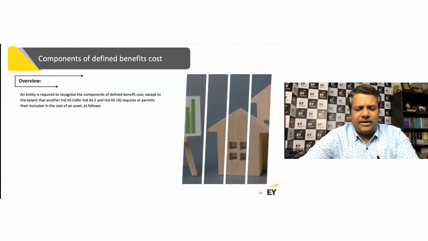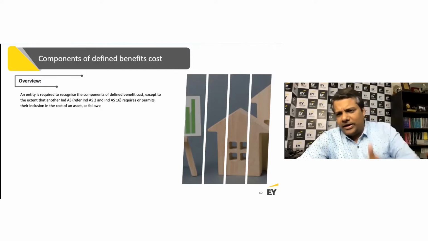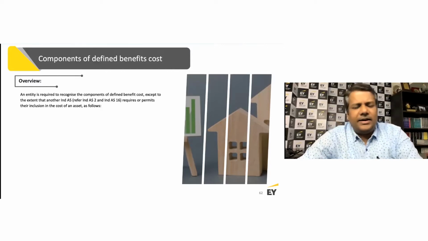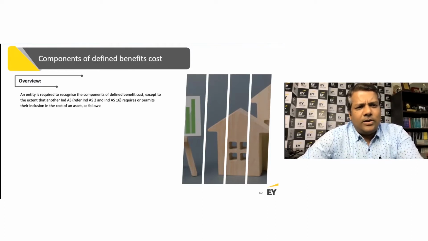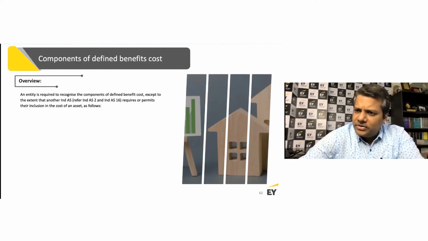The service cost, which is, let's say, I as an employee providing a service. Similarly, the interest cost, which is the time value of money that I need to unwind. All of that forms the different components of defined benefit cost. An entity is required to recognize the components of defined benefit cost, except to the extent that another Ind AS requires or permits their inclusion in the cost of an asset, like we talked about Ind AS 2 on inventory, or Ind AS 16 on property, plant and equipment, or Ind AS 38 in relation to intangible assets. So we need to be careful about all of that.